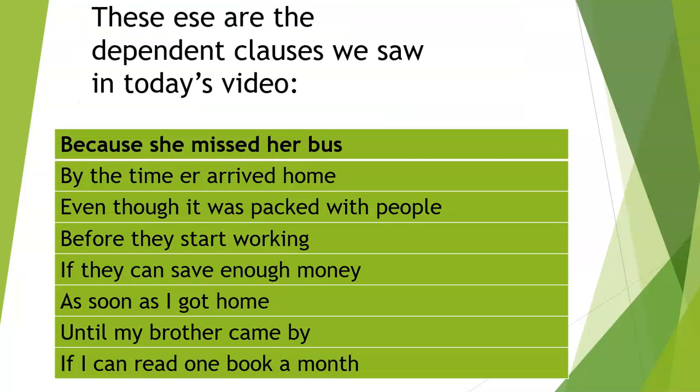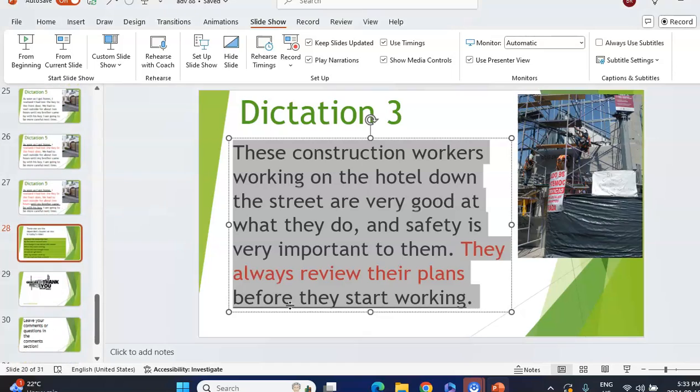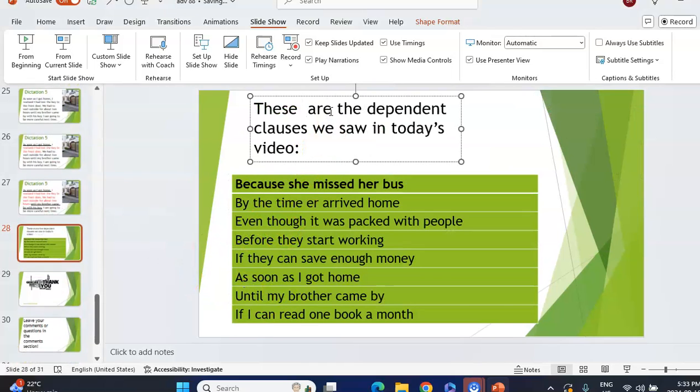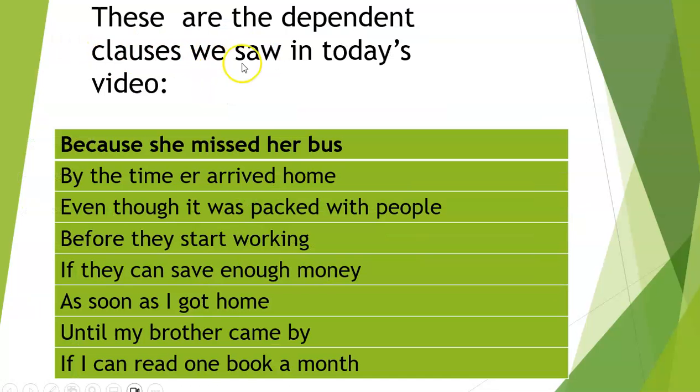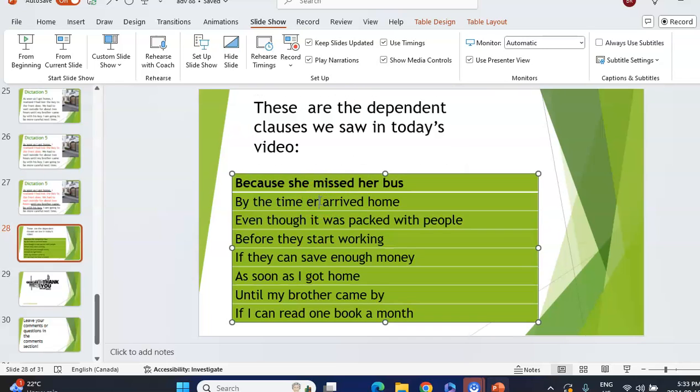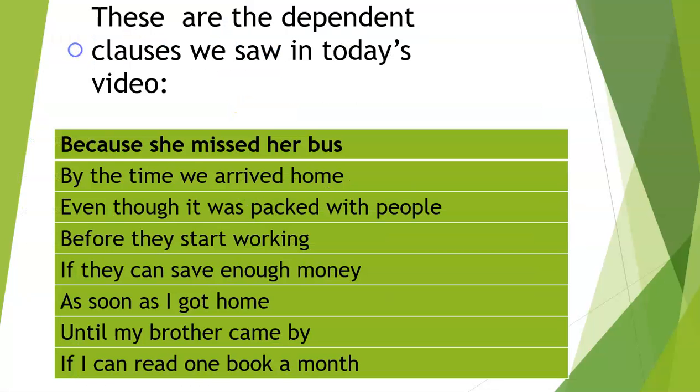I'm just going to fix this slide here. I don't know why it says that. So let's just take a quick review, everyone. These are the dependent clauses we saw in today's video. Because she missed her bus. And here's that mistake again. I'm not sure what happened, so my apologies. I'll just fix that quickly. And let's just start over.